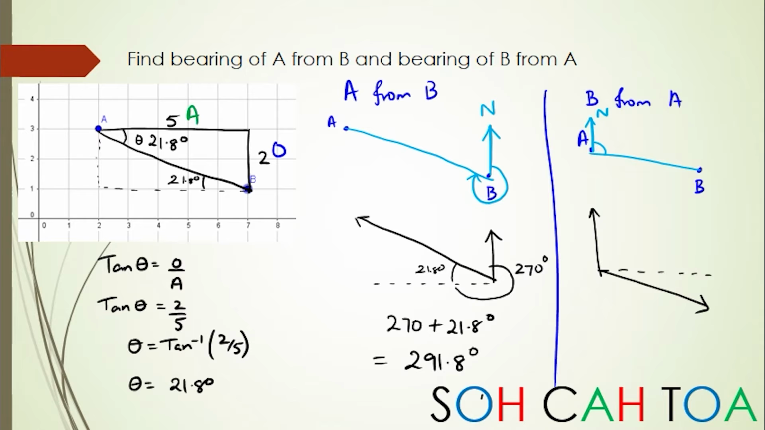But if I look at the bearing of B from A, then this is what it looks like. I know that the little angle here is going to be 21.8 degrees, and I have 90 here, so it's going to be 90 plus 21.8 degrees, which equals 111.8 degrees. So that's the difference when we're talking about finding the bearing of A from B and B from A. So notice the two differences there, folks.